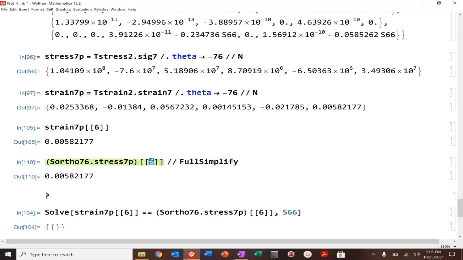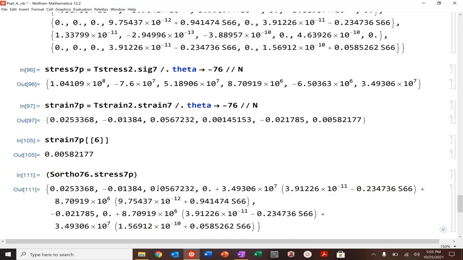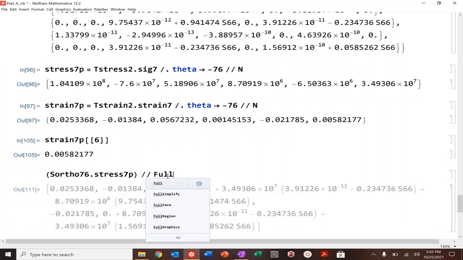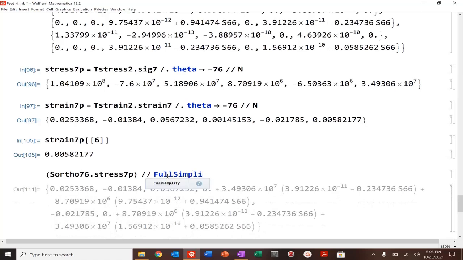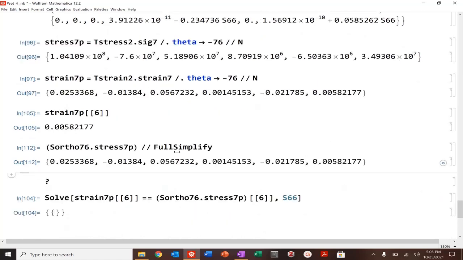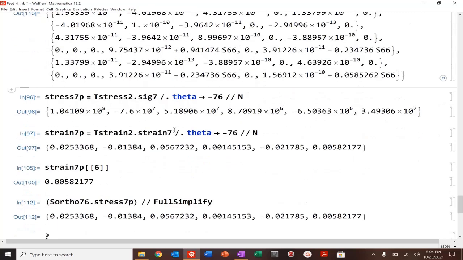So my equation, this is a little interesting. So let's look at S ortho. Let's do full simplify, oops. So where do I have, well, that makes, oh, actually, did I define, where is S66? Should be in here. S66.